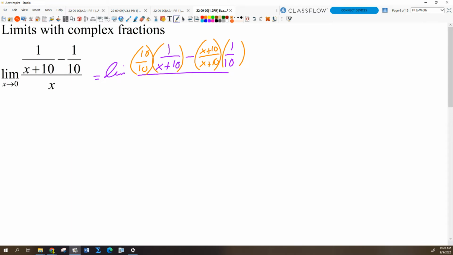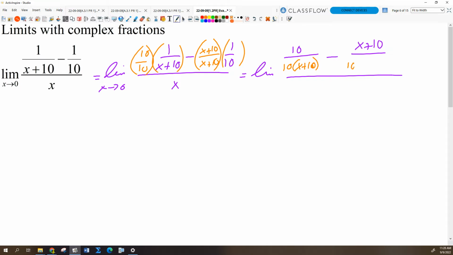And on the bottom, I've just got this x, which I don't have to worry about too much, right? So what's that give me on the top then? If I multiply straight across, I get 10 times x plus 10 minus, on the top, x plus 10 times 10 times the quantity x plus 10. Everybody see that's my common denominator now?